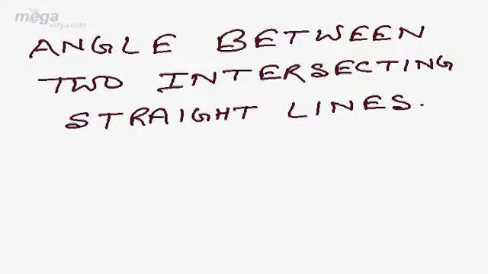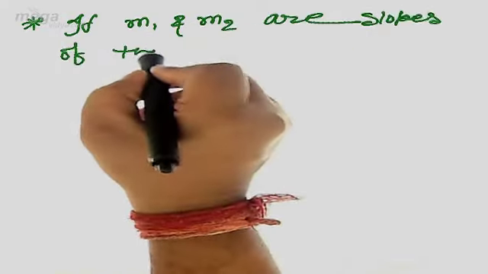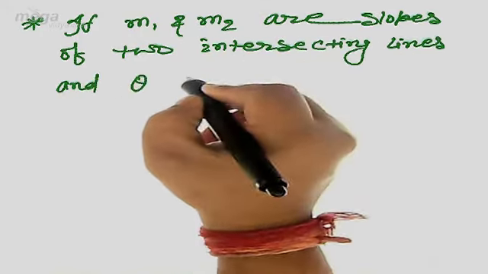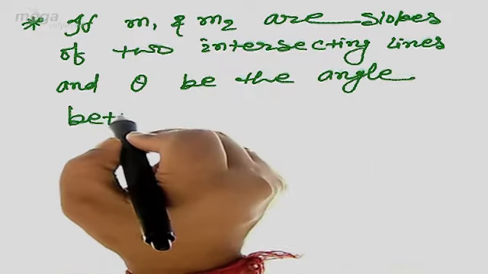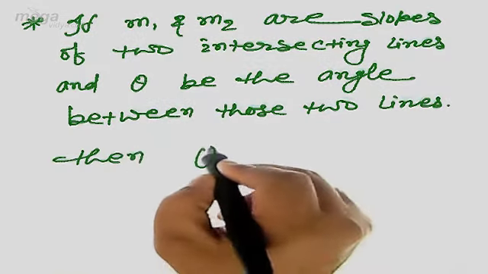Student, now I'm taking the topic angle between two intersecting straight lines. How will you find the angle between two intersecting lines? Suppose the slopes of two intersecting lines are given. If m1 and m2 are slopes of two intersecting lines and theta is the angle between those two lines, then how will we find the value of theta?